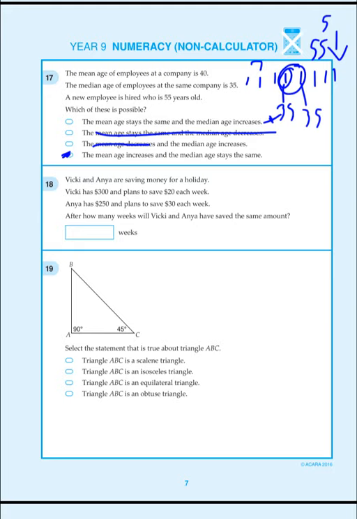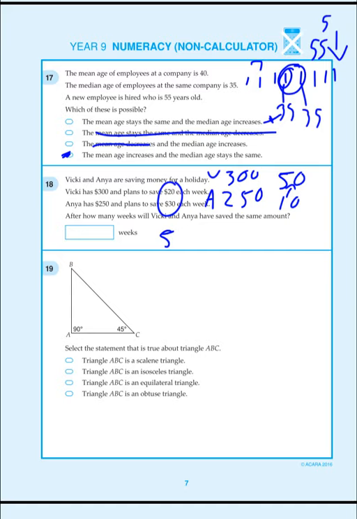So if we've got 300 and we've got 250, right? This is V and this is A. That's a gap of $50. Now, because there's a $10 gap between Anya and Vicky, so Anya's $50 behind at the moment, but she saves $10 extra per week. You've just got to see how many weeks of 10 extra until it gets to the 50. And then obviously it's just 5 weeks.